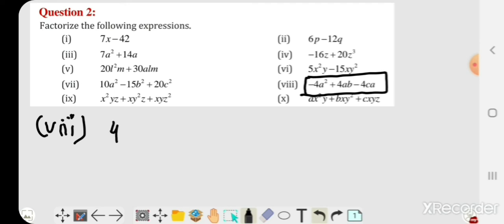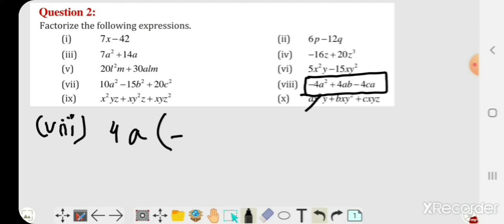4 and a or a square? We should take a only, because here you can see in the second and third term only a is there, not a square. So what is in each and every term? We should take common. After taking 4a as common, what remains in the first term?